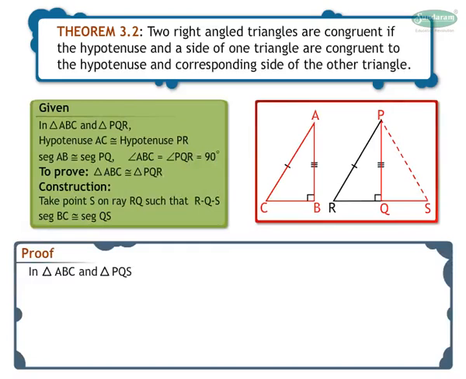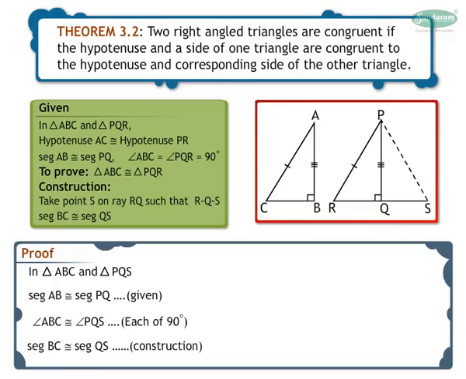In triangle ABC and triangle PQS, it is given that segment AB is congruent to segment PQ, angle ABC is congruent to angle PQS as each angle is of 90 degrees. According to the construction, segment BC is congruent to segment QS. Therefore, according to the side angle side test, triangle ABC is congruent to triangle PQS. Let us mark it as statement 1.